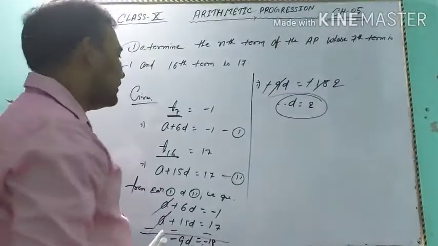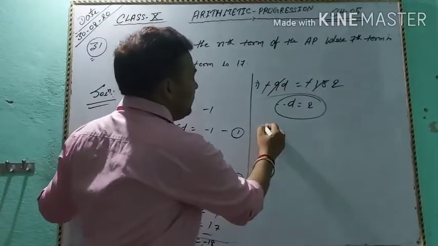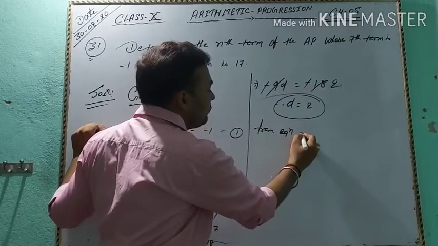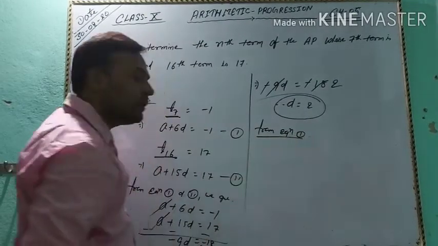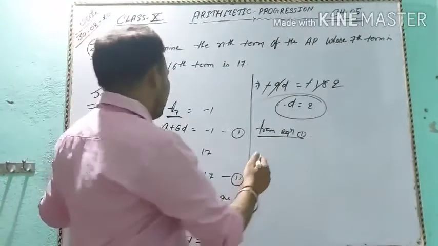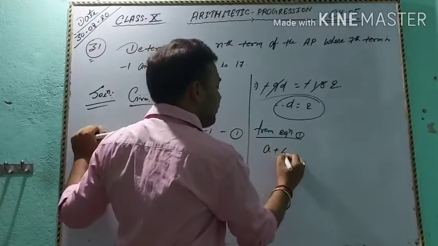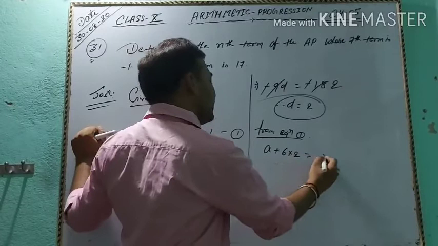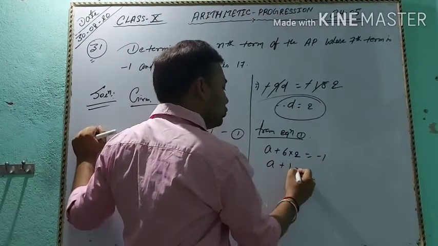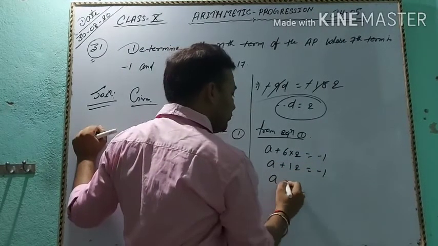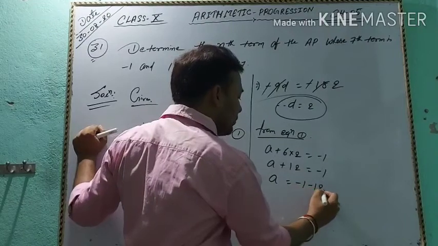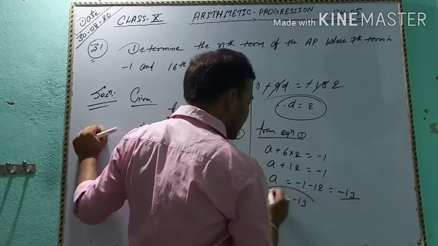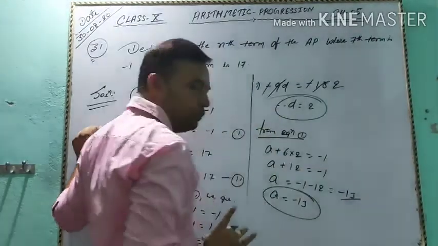And from equation 1, find the value of a. So a plus 6 multiply 2, d equal to 2, 6d equal to minus 1. So a plus 12 equal to minus 1. So a equal to minus 1 minus 12, that is minus 13. So a equal to minus 13 and d equal to 2.